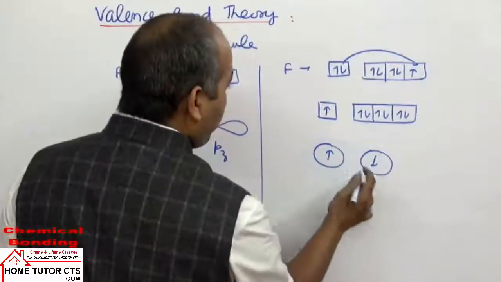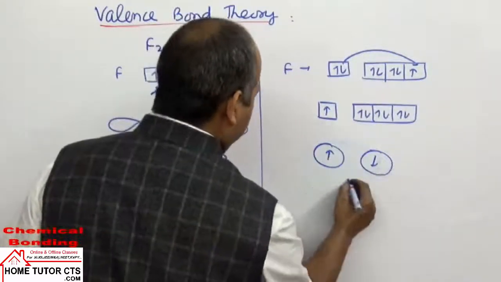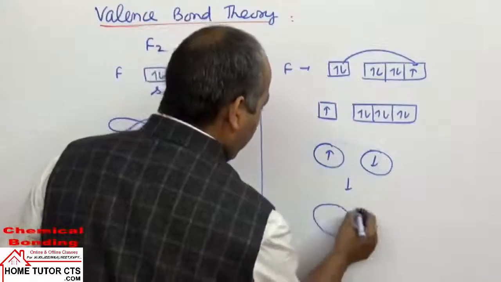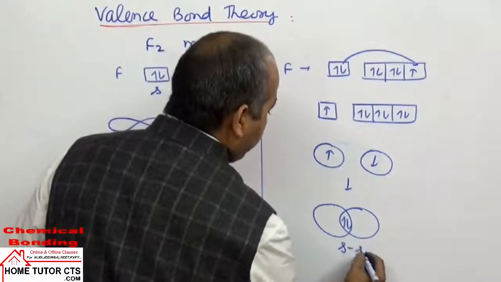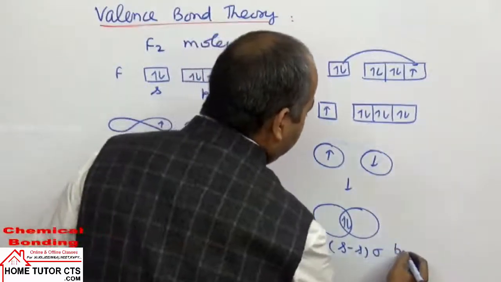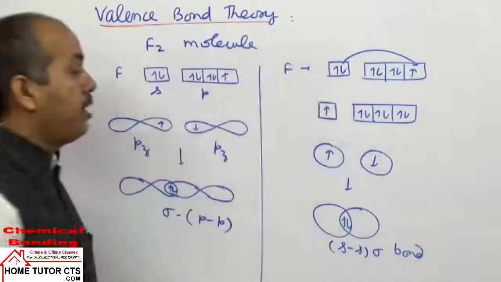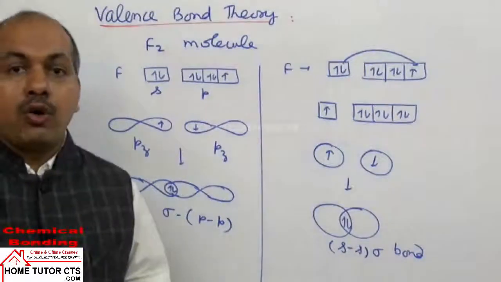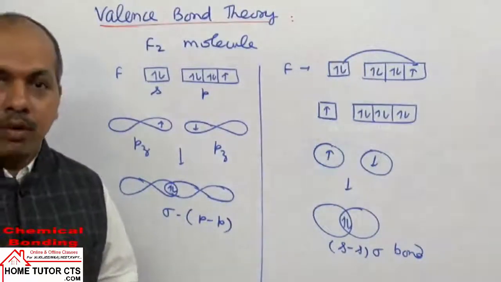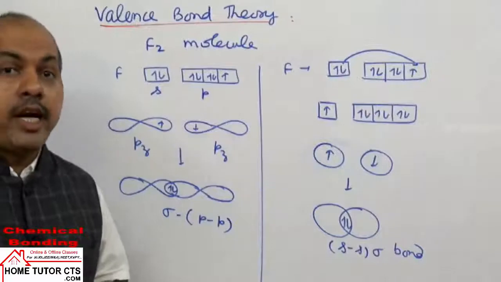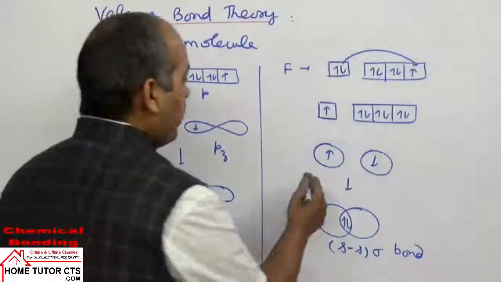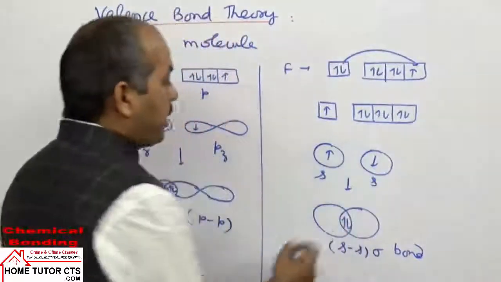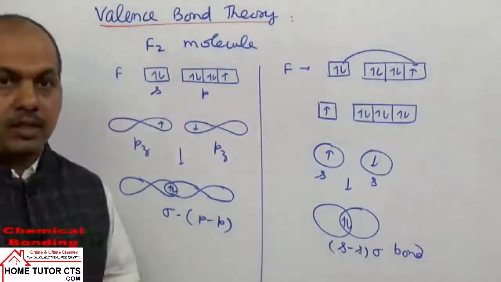Their s orbitals, having one electron each, when overlapping takes place, they will have an s-s sigma bond. We can have two possibilities of formation of a sigma bond between two fluorine atoms. We can have either s overlapping. When s overlapping takes place, they can form s sigma bonds.